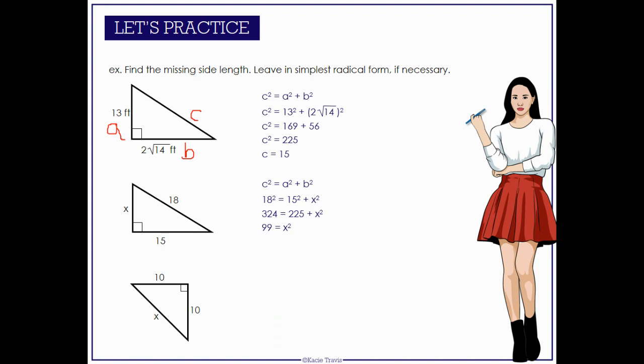Now, I need to go through and take the square root of both sides. Things to know, 99 is not a perfect square, which means that we will have something in radical form. So we split up the two things, and these are going to give us 9 and 11. And that'll be our final thing. And we take that square root. So this is our answer.